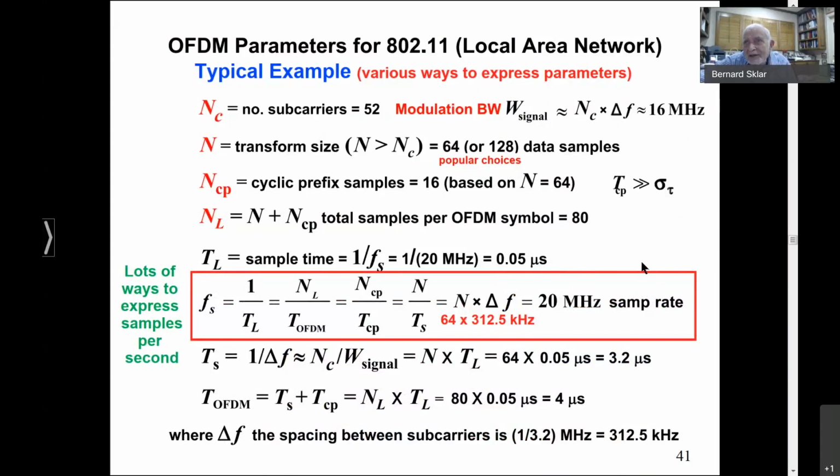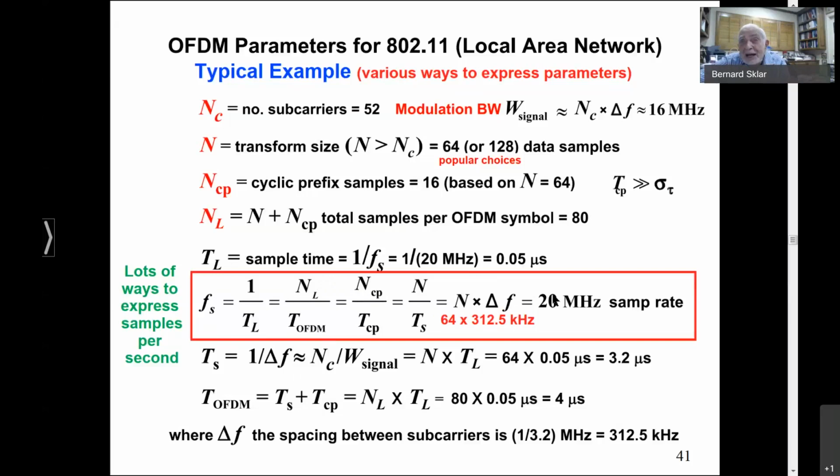And by the way, notice how many facets there are in this technology. I'm going to put my little wallet tool away. I got all these parameters, and notice how many ways I can say something. For instance, the sample rate is just samples per second. If I know the total time of any one sample, then the reciprocal of that gives me the sample rate. If I know the total number of samples in an OFDM symbol divided by the time, that is samples per second.